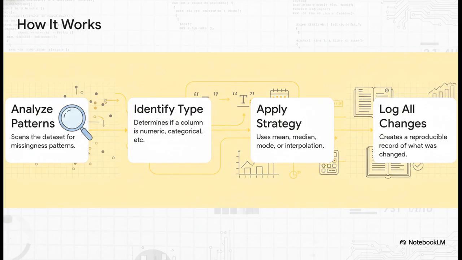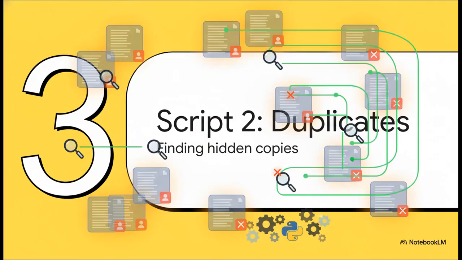Basically, it looks at the value before and the value after the gap and creates a logical value in between. And here's the crucial part. It logs every single change it makes. This is so important for reproducibility, so you can always go back and explain exactly how the data was cleaned. All right, moving on to script number 2.